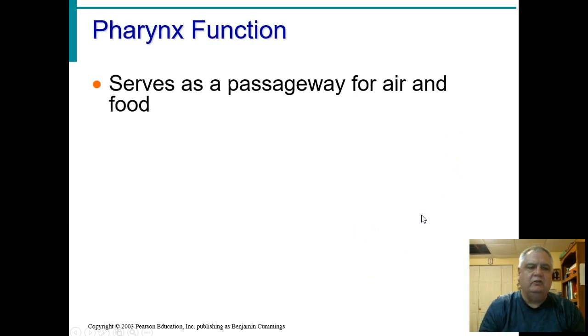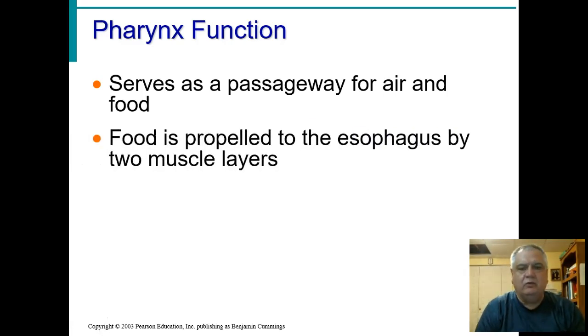From a standpoint of function, the pharynx serves as a passageway for both air and food, and as a result is part really of the digestive system and the respiratory system, as we've seen in our coverage of the respiratory system.